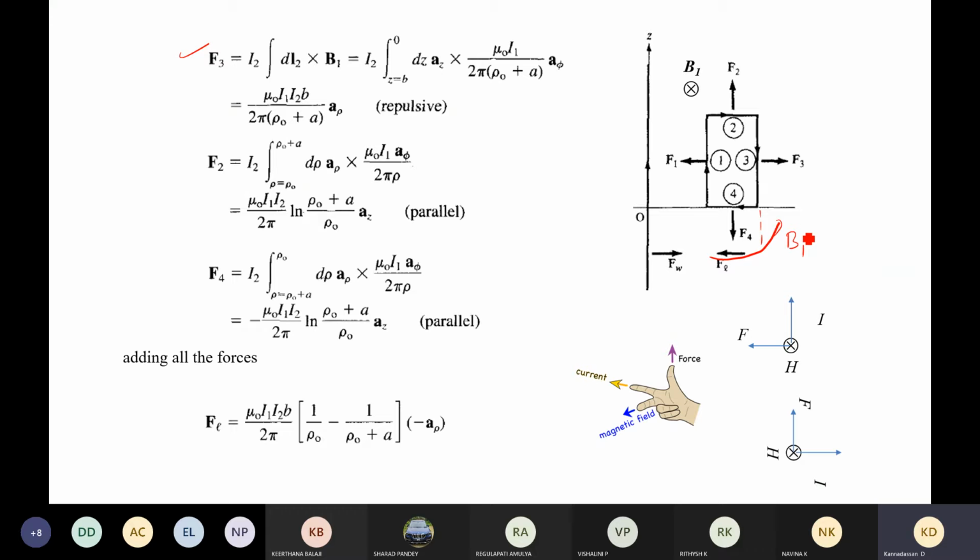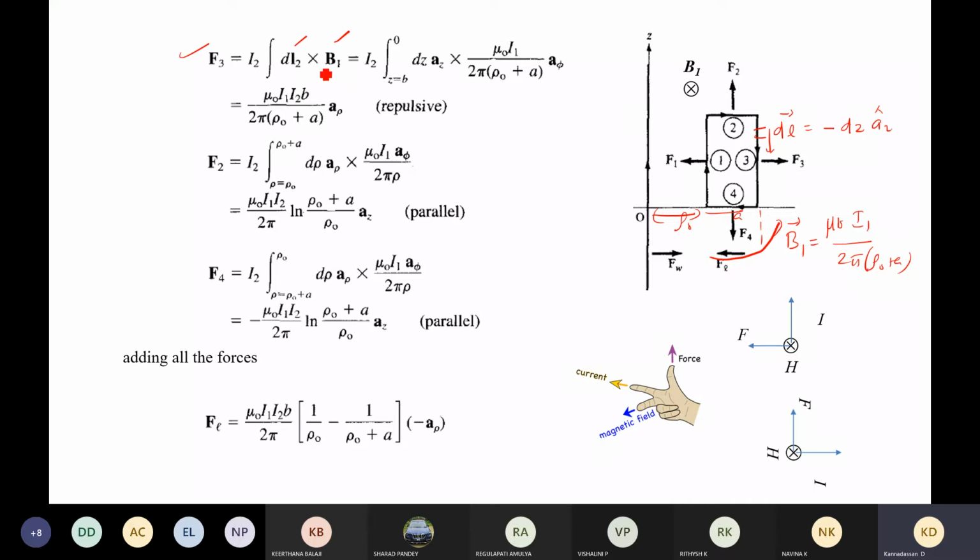Let's say this is the B1 vector. Its value is mu naught I1 divided by 2 pi. This is rho naught, this is going to be A, so rho naught plus A. So this magnetic field is to be used here, along with the dl2 vector. This is the small dl we have to take, which is minus dz into the az vector, because the current is traveling opposite to the z direction. That is why we got it.